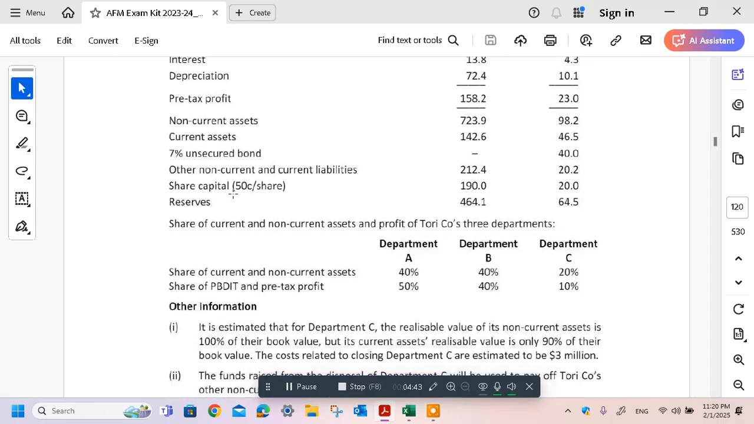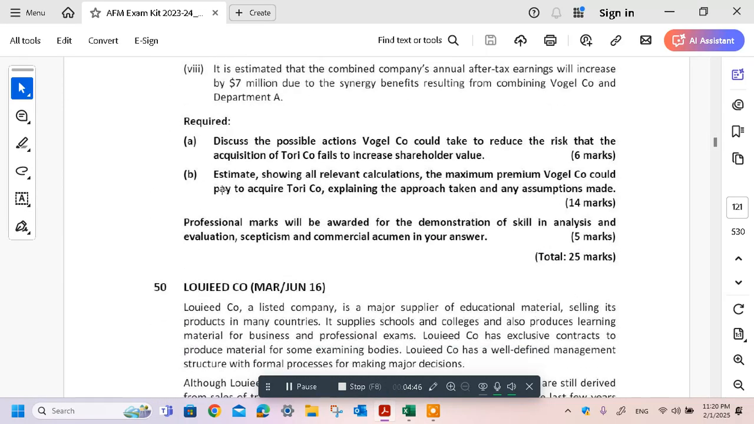We will have a look at the requirement and come back. Discuss the possible actions Vogel Company could take to reduce the risk that the acquisition of Tory company fails to increase shareholder value. This is also one routine question they ask: why acquisitions fail, and how we can avoid it. That's one area they often ask. Second, estimate, showing all relevant calculations, the maximum premium Vogel company could pay to acquire Tory company, explaining the approach taken and any assumptions made. 14 marks. Professional marks, 5 marks.